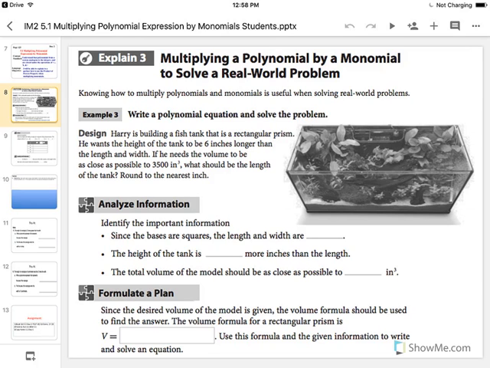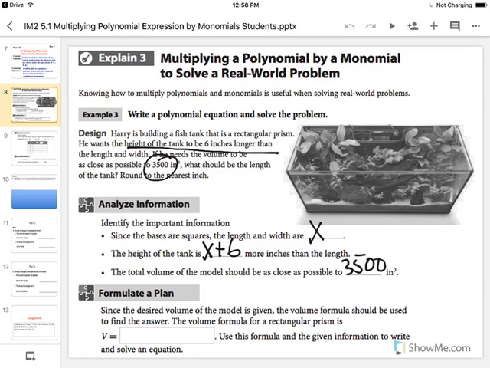Okay, so let's go to analyze information. Identify the important information. Since the base is square, the length and the width we assign as x. Then they are the same. And the height of the tank, well, here they give us that the height of the tank is 6 inches longer, so it says x plus 6. Then the total volume of the model should be as close as possible to 3,500 cubic inches.